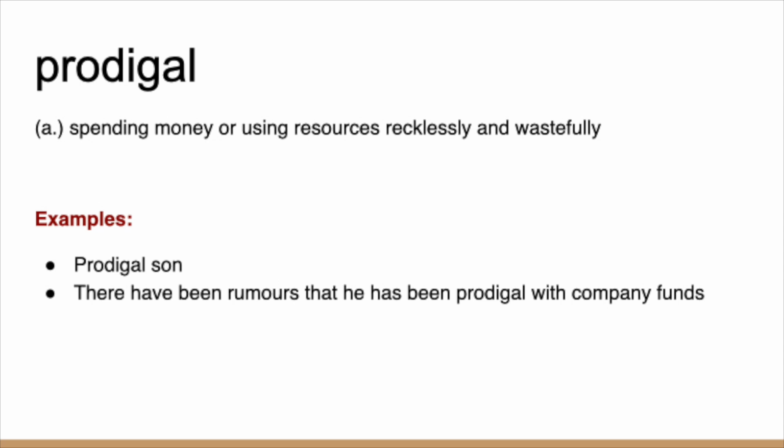The second example here: there have been rumors that he has been prodigal with company funds. Here, this person has been prodigal with company funds. It means this person spent the company's money wastefully. If you pay attention here, you can see that the collocation with prodigal is "with". So you can use be prodigal with the money, any kind of money. So here, the company's funds. To be prodigal with the company's funds means you spend the company's money recklessly and wastefully.